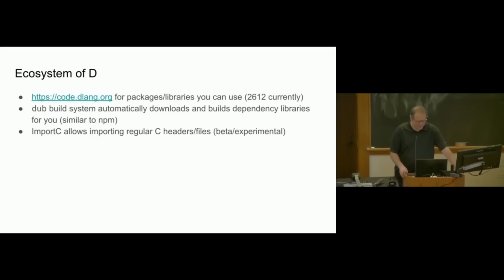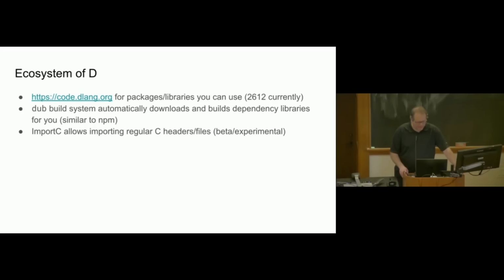The ecosystem of D is similar to Node's NPM, where basically you have this program called Dub, which will download dependencies for you, compile them, link them automatically, and give you lots of different features there. So building a system with existing dependencies is as easy as just saying, yeah, I depend on this thing, and it'll automatically do the downloads for you.